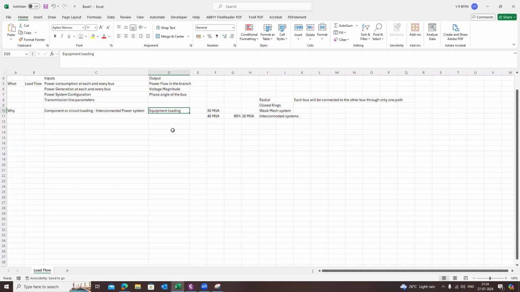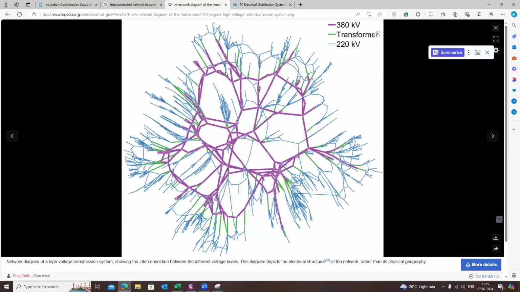So in radial systems, if you just sum up the load, you will be able to find out the power flow. But in an interconnected system, you will not be able to. Why? Because in an interconnected system you have multiple parallel paths, and each parallel path will have different impedances. So the power flow has to obey Kirchhoff's current law and Kirchhoff's voltage law, right? You will not be able to find out the power flow in each and every branch unless you perform the load flow analysis.